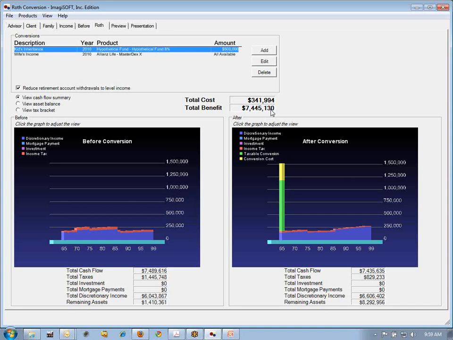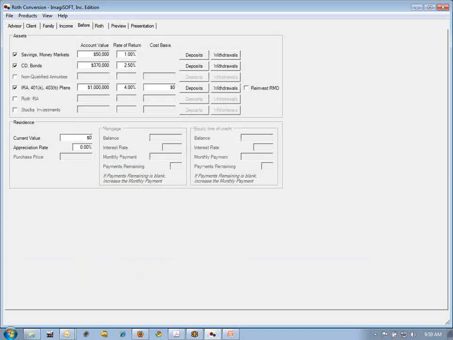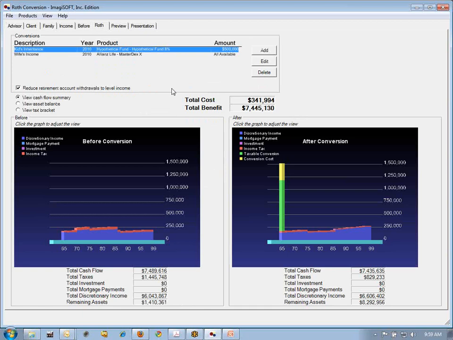Is it worth it to come up with $341,000 now? And that is, in this case, to spend these low-yielding taxable assets to convert this $1 million IRA asset to a Roth, and that's the benefit. Now, where do those numbers come from? Obviously, if you're evaluating our software, you want to know where those numbers come from. The other thing, obviously, the client wants to know where those numbers come from.